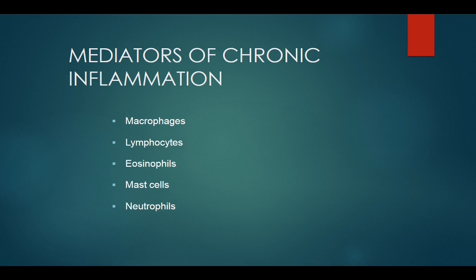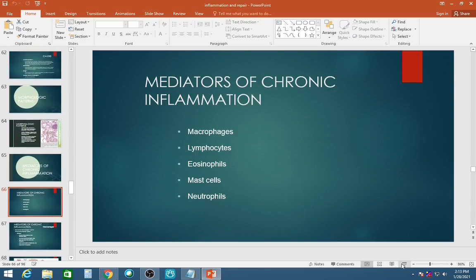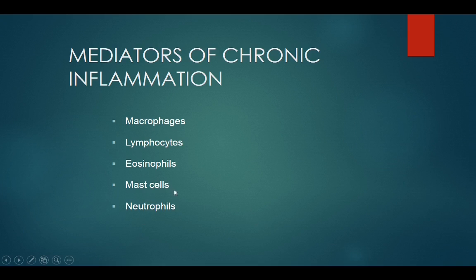So what are the mediators of chronic inflammation? I told you it's macrophages, lymphocytes, eosinophils, mast cells, and sometimes neutrophils can also be there. If you see both neutrophils and lymphocytes at the inflammatory site, with a predominance of lymphocytes, then we call it acute on chronic inflammation. That is, there has been a progressive chronic condition, and suddenly there is another episode of new inflammation, which is an acute inflammation.